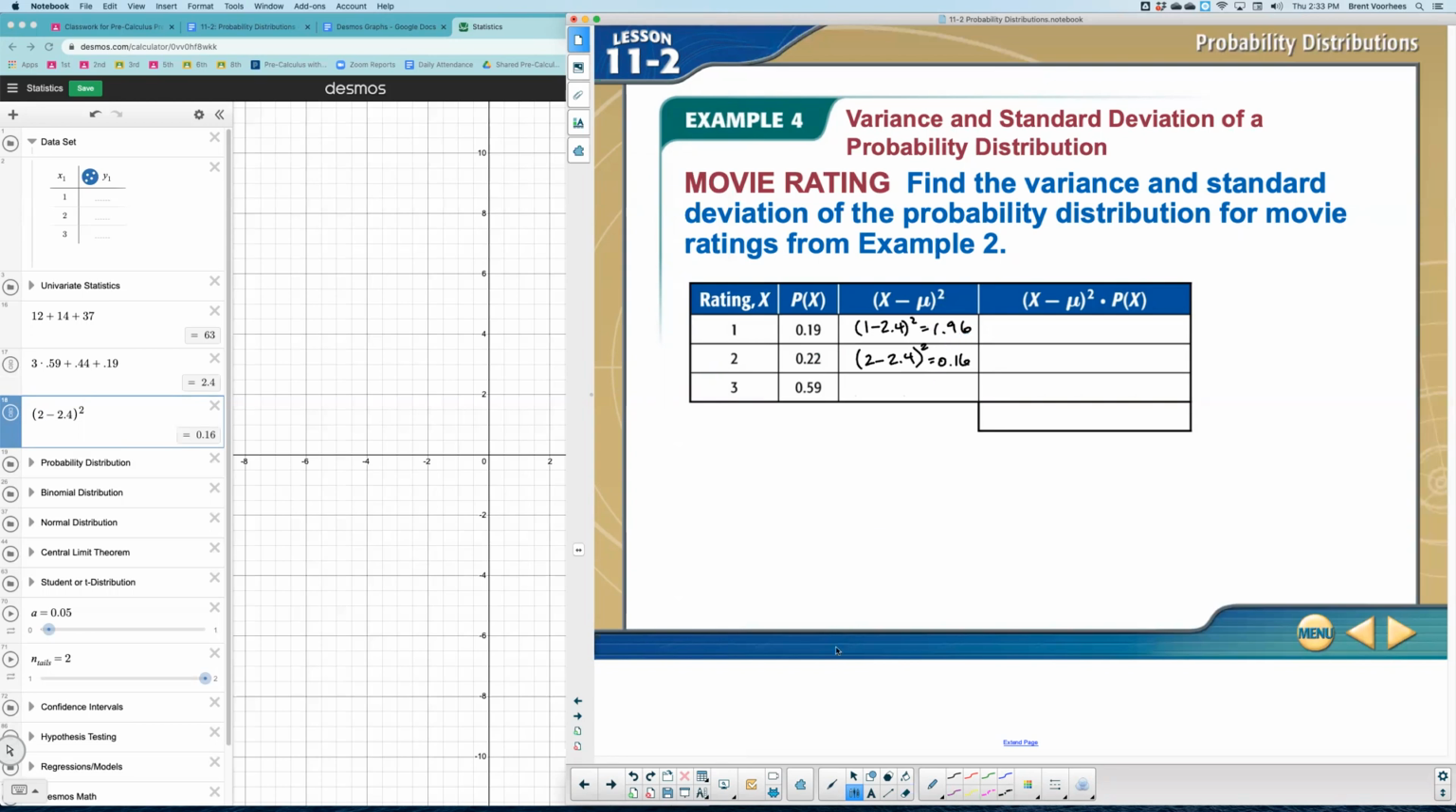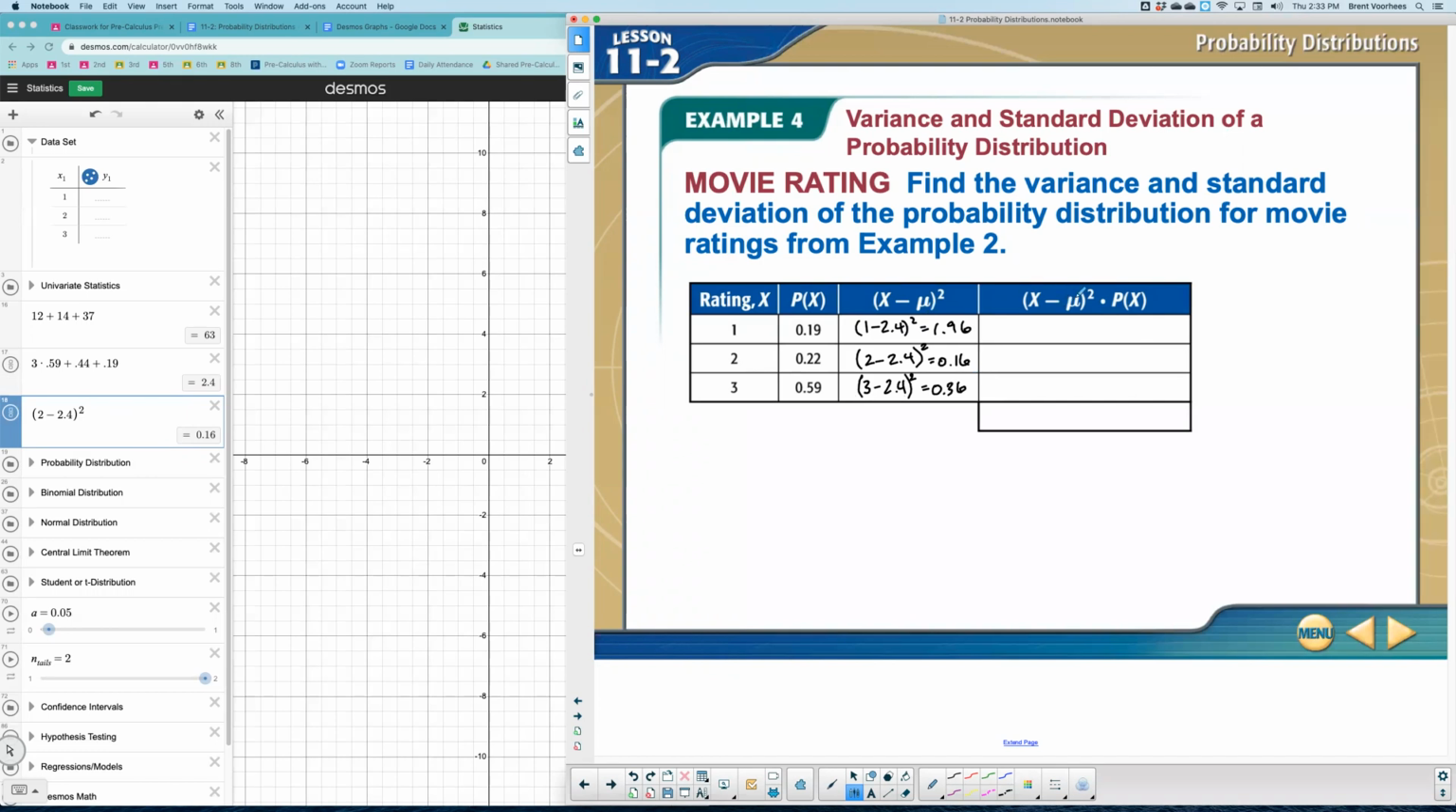And now let's do the next one. This one should be a middle value between the two. 3 minus 2.4 is 0.6. When you square that, we should get 0.36. So we can see these two are definitely the better variables. That one has the greater distance.